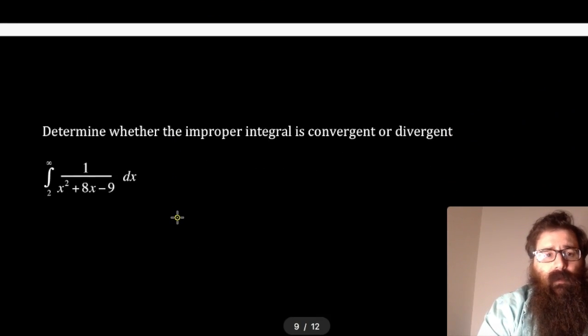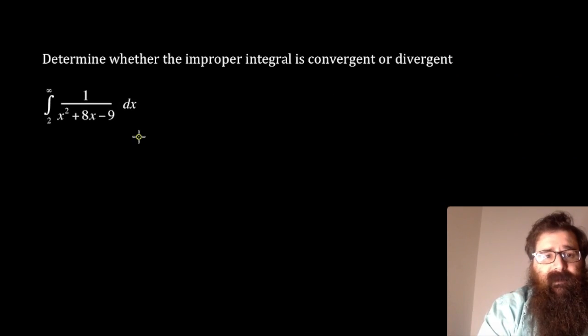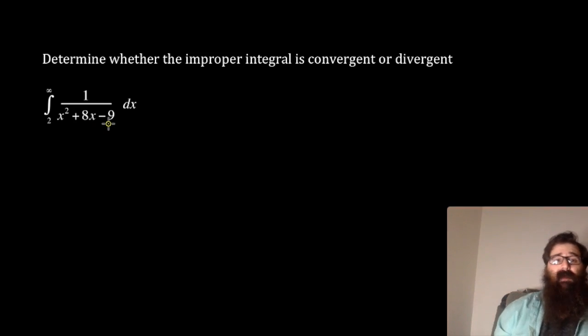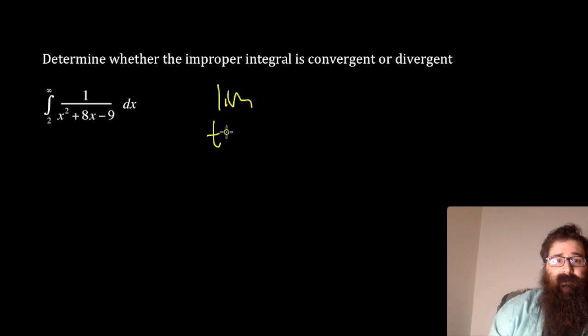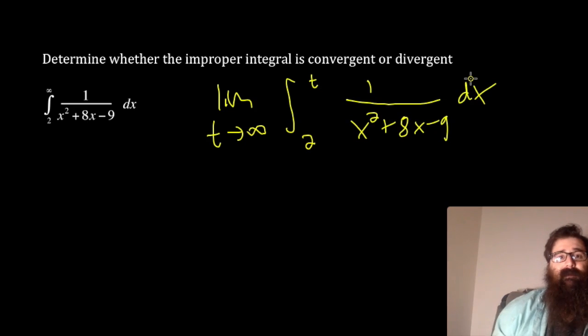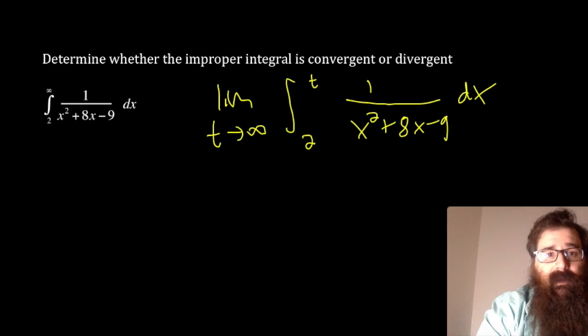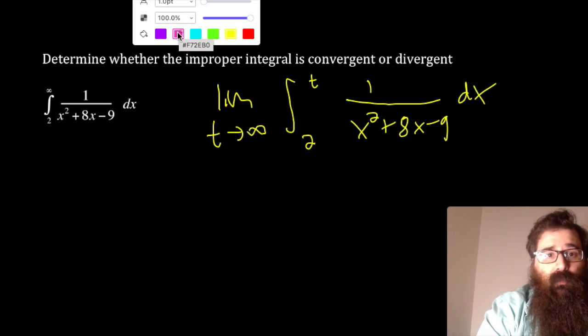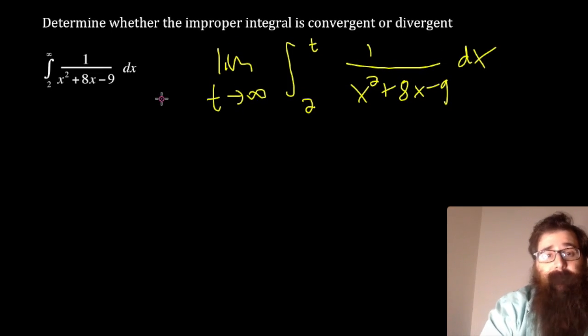Let's take a look at another one. Here we have the integral from 2 to infinity of 1 over x squared plus 8x minus 9. And remember that very first step, we want to write this as a limit of a proper integral. Limit as t goes to infinity, the integral from 2 to t of 1 over x squared plus 8x minus 9 dx. Now to integrate this, we're going to need to work with partial fraction decomposition.